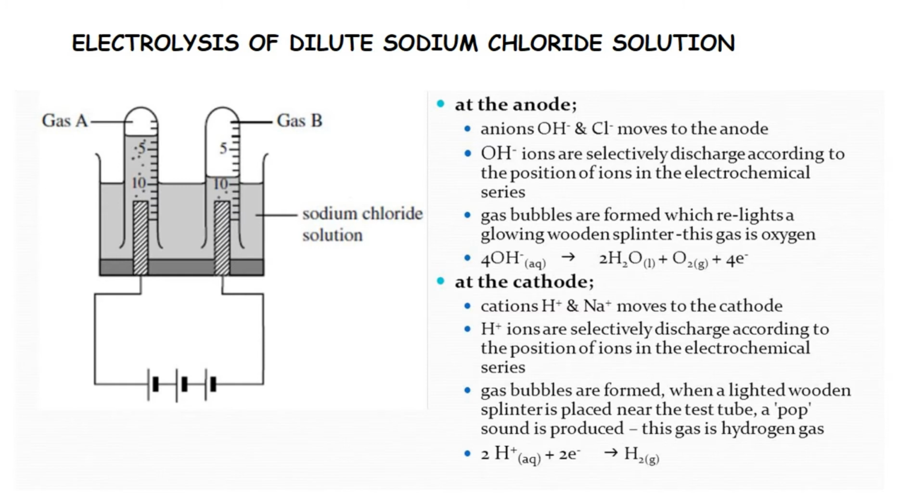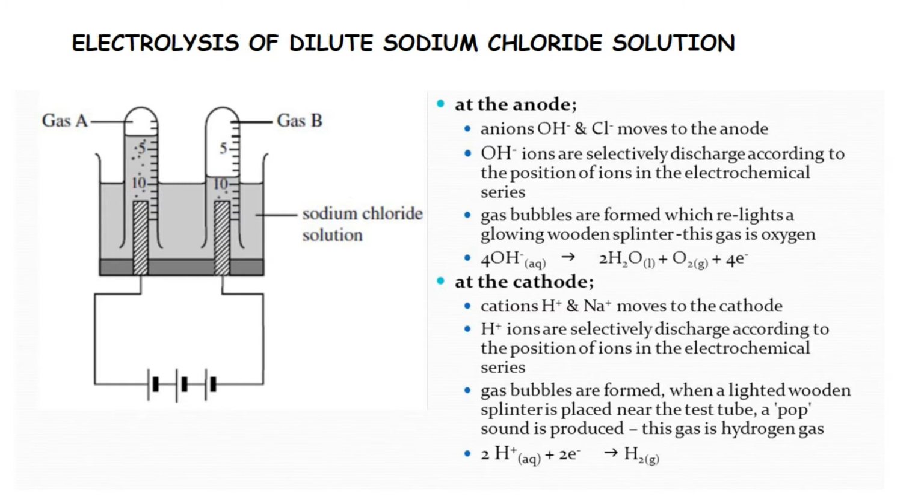So let's see an example: electrolysis of dilute sodium chloride solution. We know that the ions present will be from sodium chloride and also from water. So at the anode, what happens? You have two anions here, OH minus and Cl minus. But as we know, it is dilute, not concentrated. So OH minus ions, according to our table, are more easily discharged, forming gas bubbles.